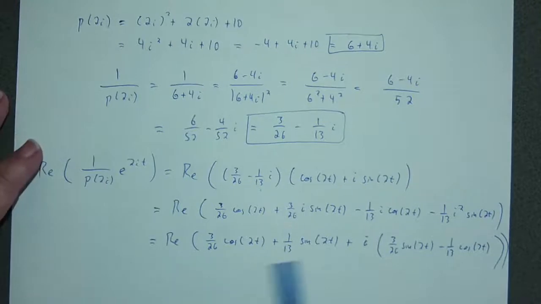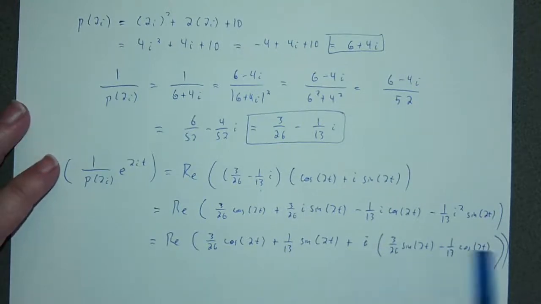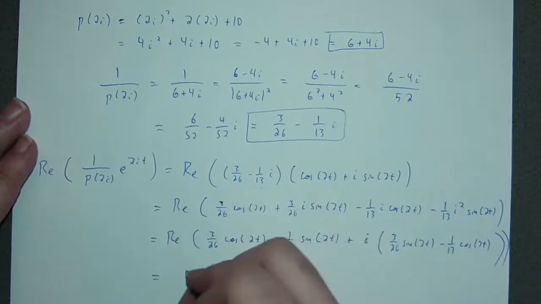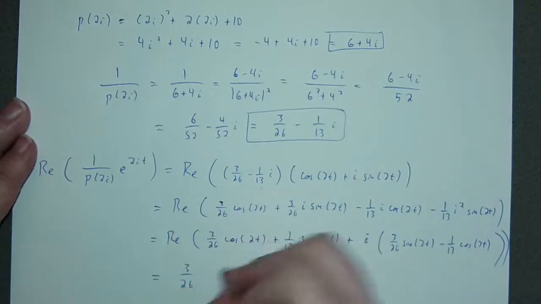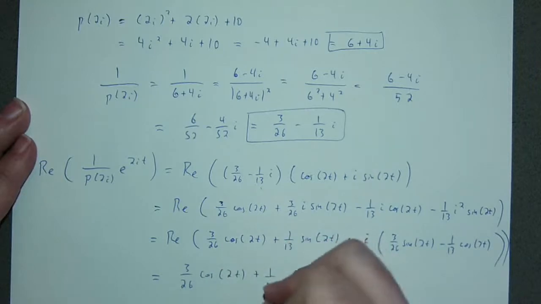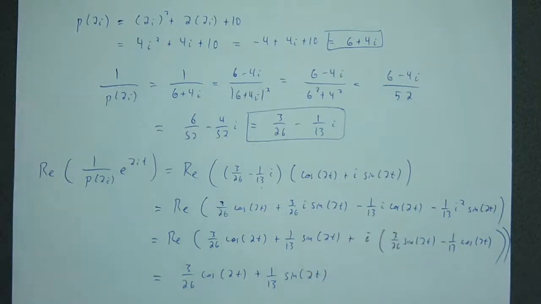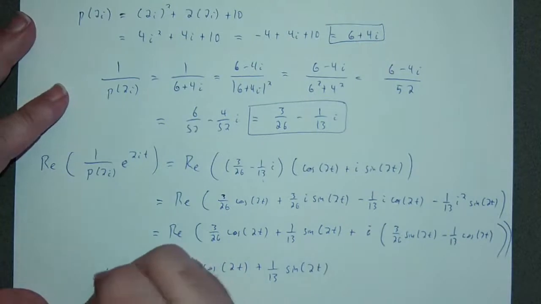But the real part only picks out the stuff that doesn't have an i on it. So all this stuff it ignores. And so the real part of that is 3 over 26 cosine of 2t plus 1 over 13 sine of 2t. That's it. And that's what my particular solution is.